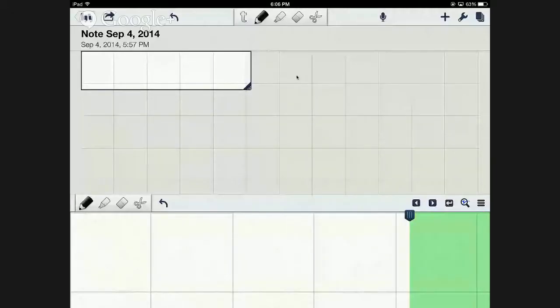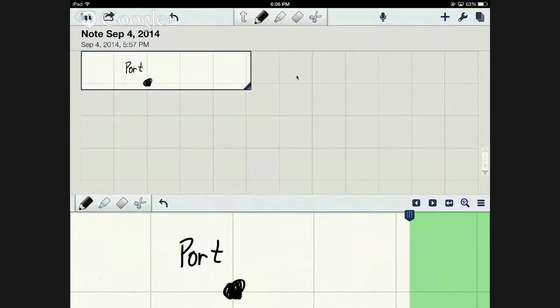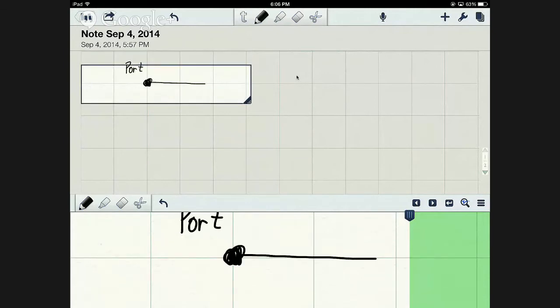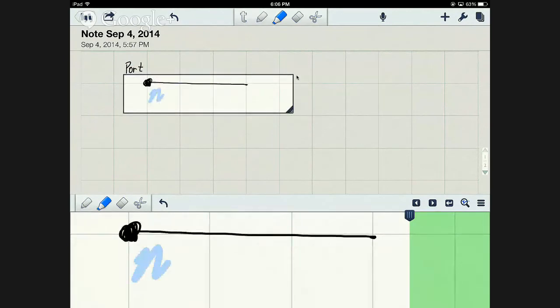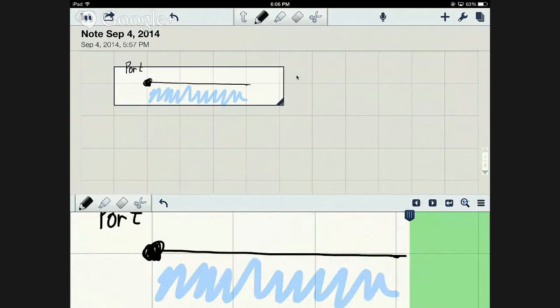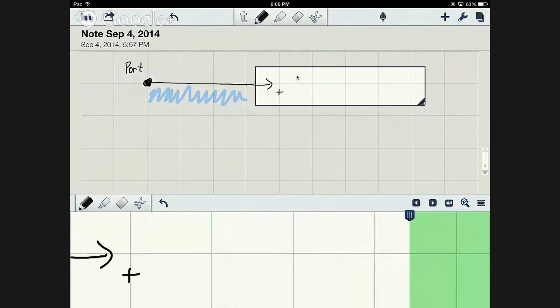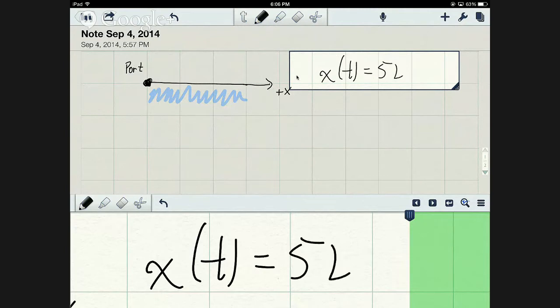So here we go. We have a port here. I'm just going to put a big port. The water is traveling along, and we're just going to be traveling in a straight line. So I'm going to define an x-axis, positive x here, which is given in my position function, x of t is equal to 5t. That gives the location x of the boat at any time t.